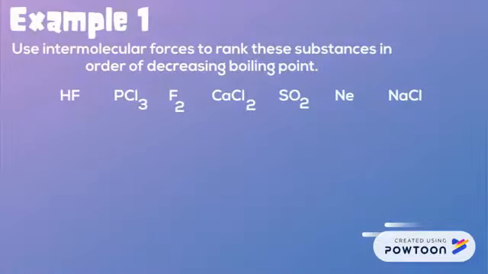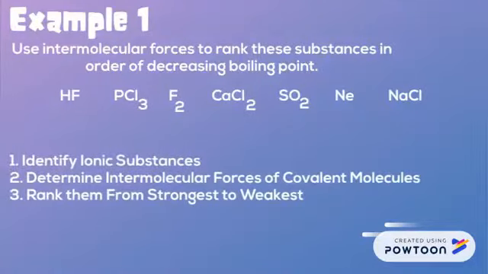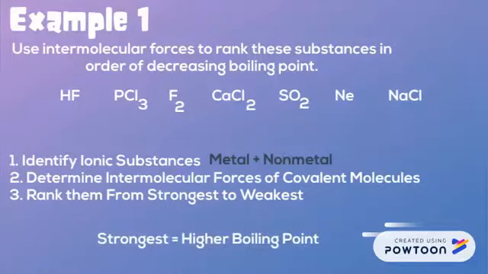Let's try example number 1. First, we want to identify any ionic substances, a metal bonded to a nonmetal. Then determine with the remaining molecules which type of intermolecular forces exist between them. Rank them from strongest to weakest, remembering the strongest means a higher boiling point.